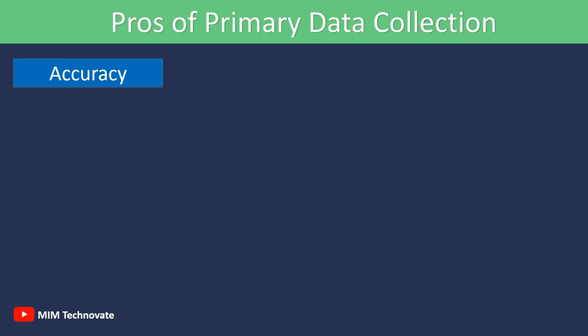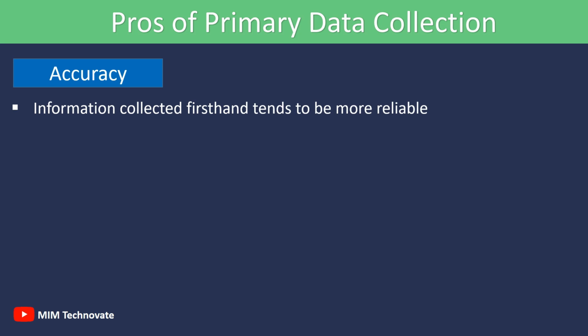Accuracy. The direct connection of primary data sets with the individuals or subjects under study contributes to greater data accuracy. Information collected firsthand tends to be more reliable and trustworthy. It minimizes the potential for inaccuracies that can be introduced when using data from secondary sources.